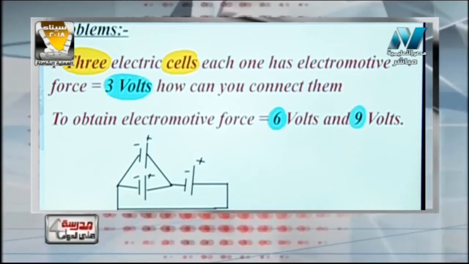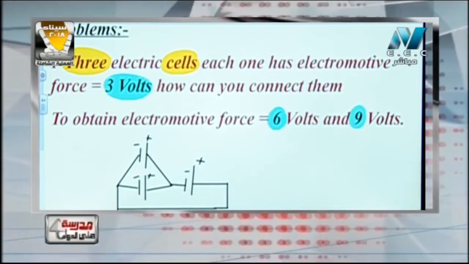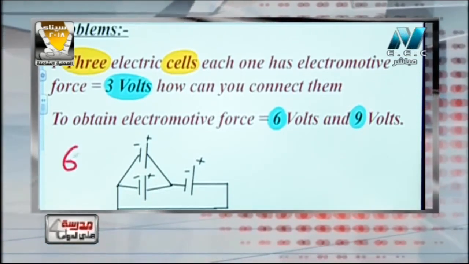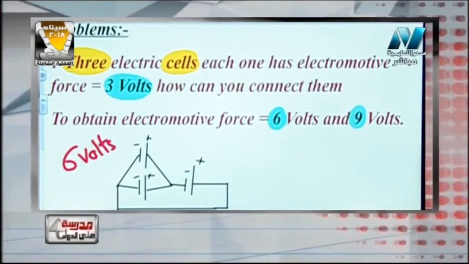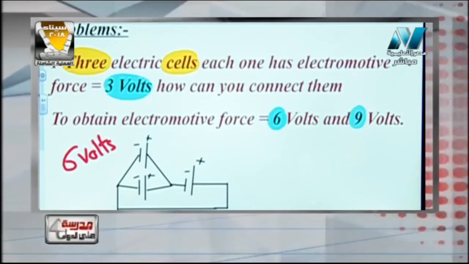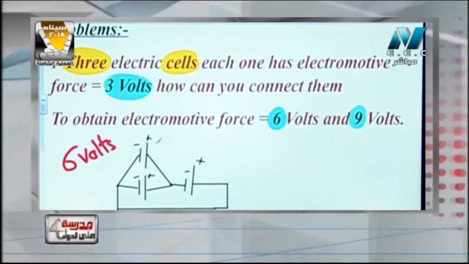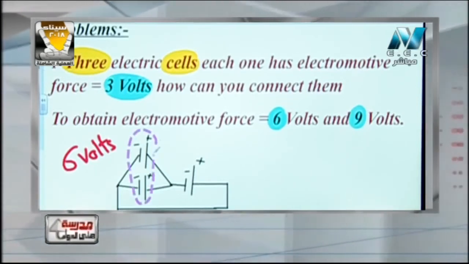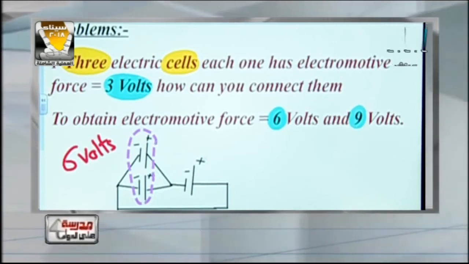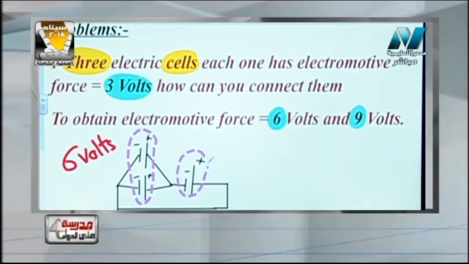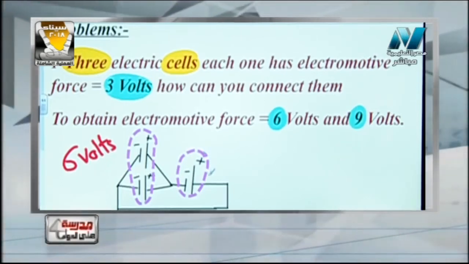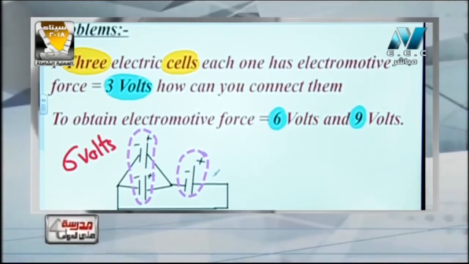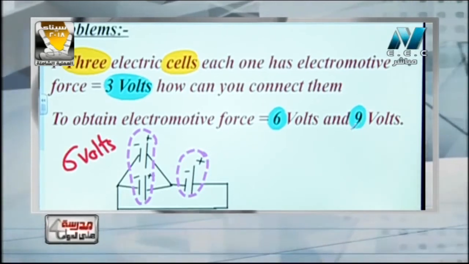So in this case, the first one, electromotive force equals what? 6 volts. How do we know? Because here we have 2 in parallel, so here they equal 3 volts, and here 1 in series equals 3 volts, so the total equals 6 volts.